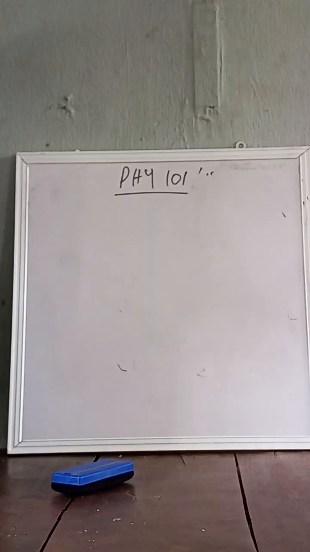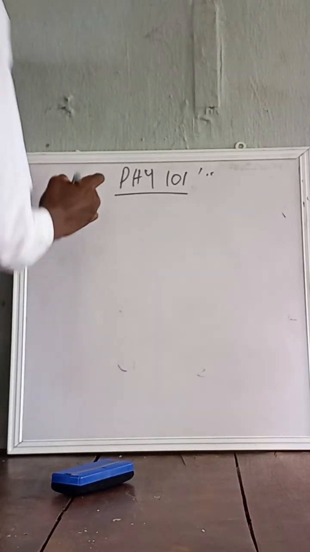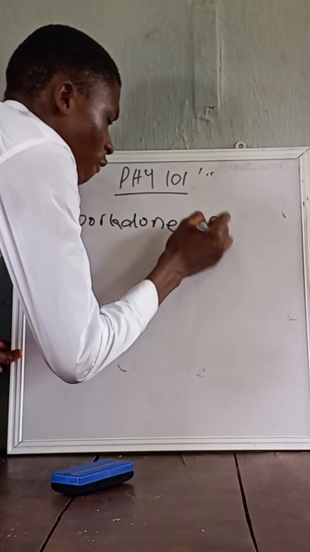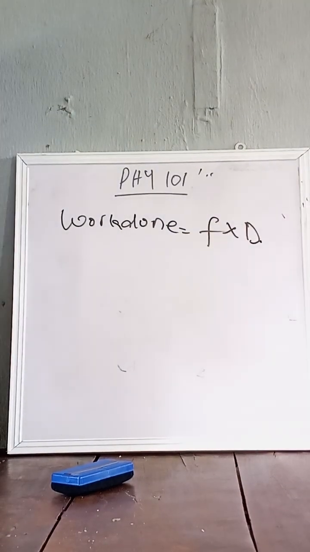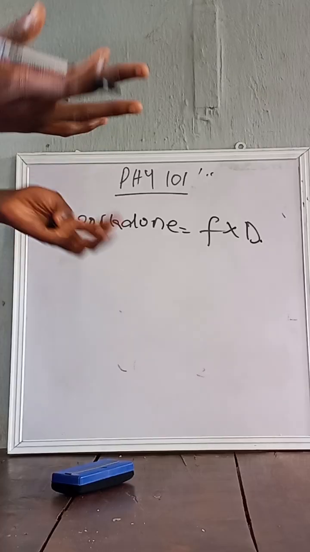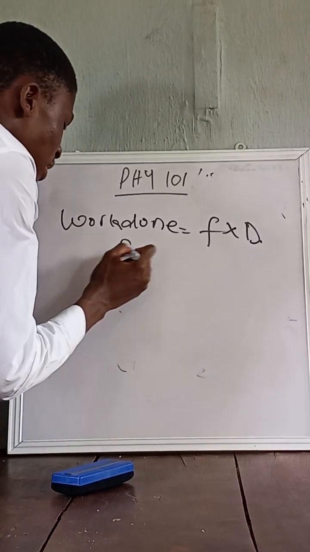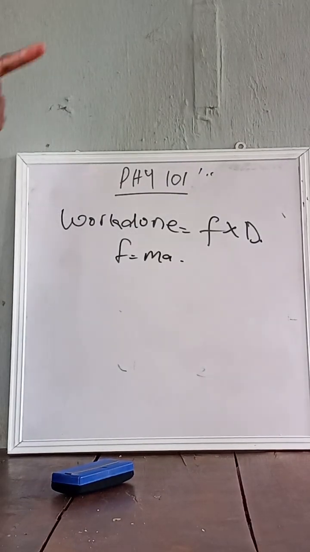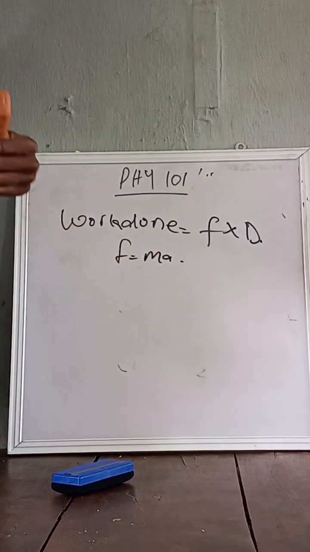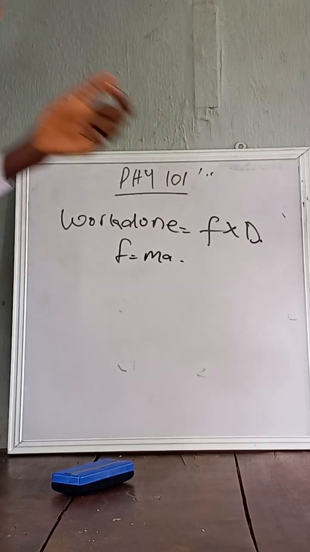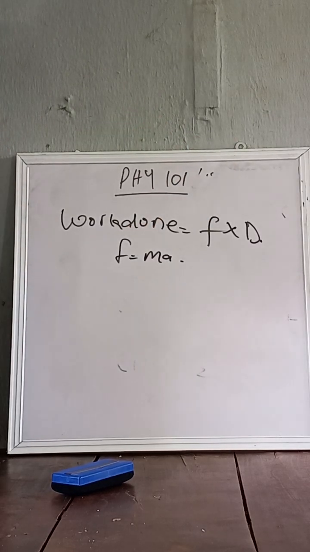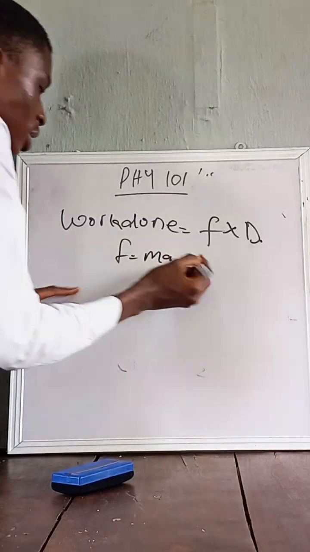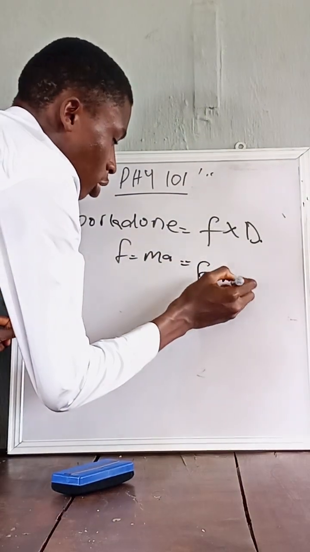Fine. If I say my work done is equal to force times displacement. But we all know from our simple physics that my force is equal to ma. But I told you something, we are considering gravity here. So acceleration due to gravity will be used in place of the normal acceleration or the linear acceleration. So instead of saying that my force equals ma, I'll say my force is equal to mg.